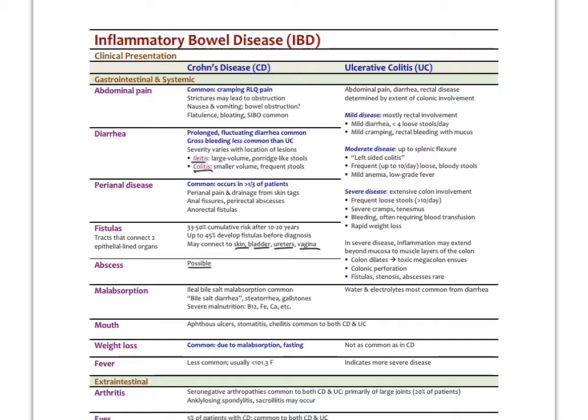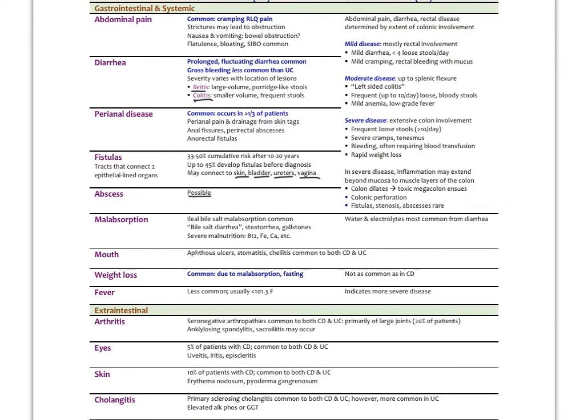So again, this is more of an infected pocket, more hot, inflammatory. And the malabsorption is going to be a lot more common in Crohn's. So we can get what's called bile salt diarrhea, steatorrhea, gallstones, and severe malnutrition from those mineral absorptions.